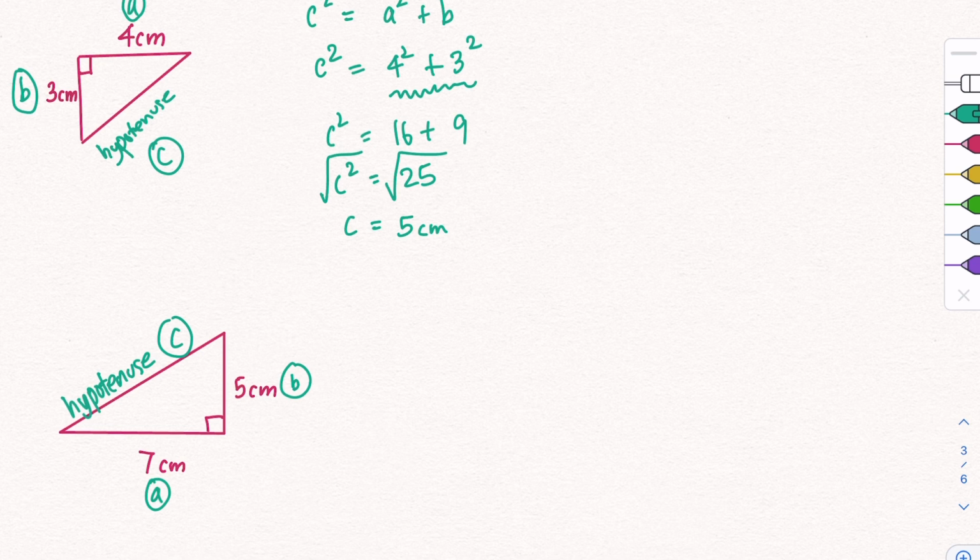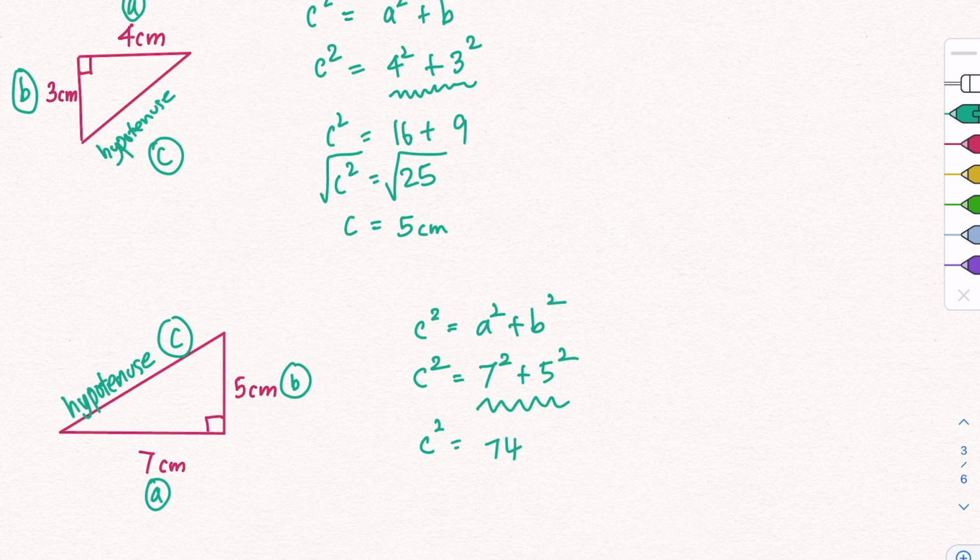Once I have my A, B, C labeled, I can write out my Pythagoras theorem, which is c squared equals a squared plus b squared. I'm looking for my hypotenuse c, so write c squared and fill in the information that you know. So a is equal to 7, b is equal to 5. So a squared is 7 squared and b squared is 5 squared. Now using the calculator or mental math if you like, 7 squared plus 5 squared gives 74. So c squared equals 74.